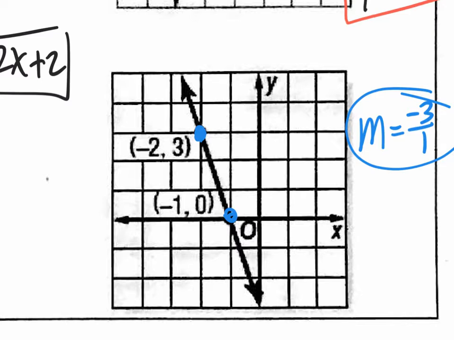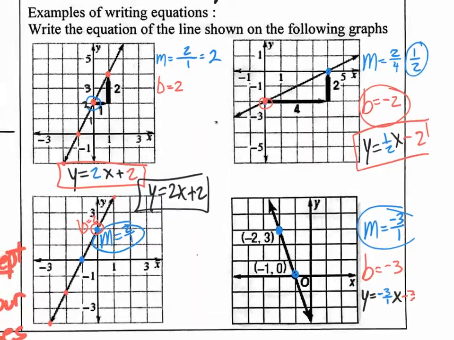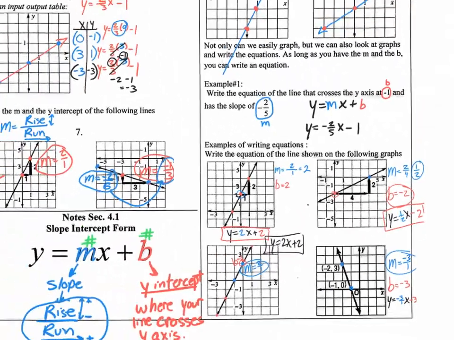Now where does it cross the y-axis? Well, here's the y-axis. It crosses way down here. Okay, right here. And what is this value? That's -1, 2, 3. So -3 as well. So my b value is -3 as well. So my slope-intercept form equation is y equals -3 over 1x minus 3, or just y equals -3x minus 3, whatever you like. So on the next video, we're going to pick up the back side of this, and we're going to start practicing graphing with y equals mx plus b.